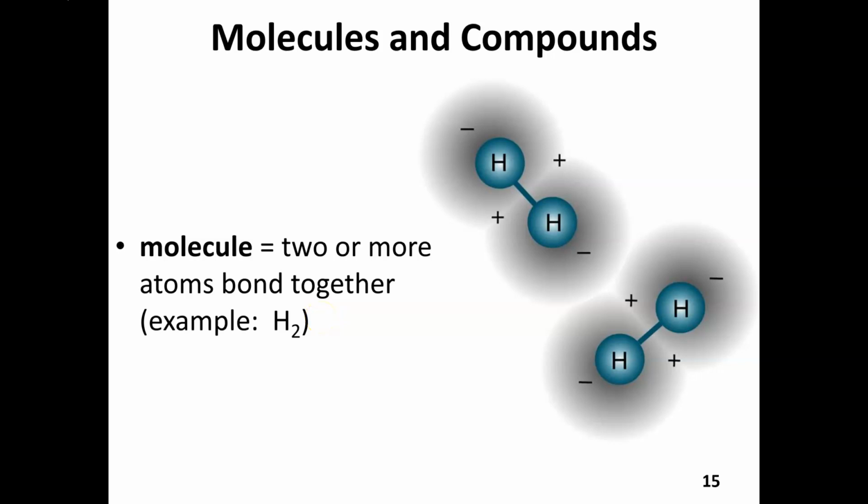Hey everyone, we're going to talk about molecules and compounds in this video. So a molecule is two or more atoms that bond together. They're going to be the same type of atom. And so here's an example of hydrogen. In a molecule form, this is also known as H2 or hydrogen gas.